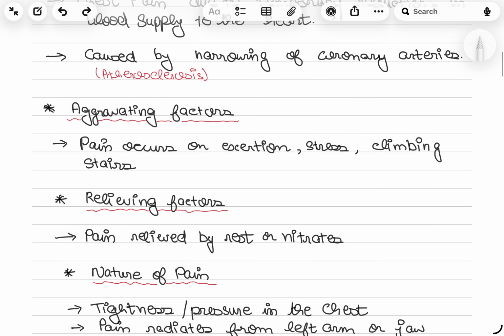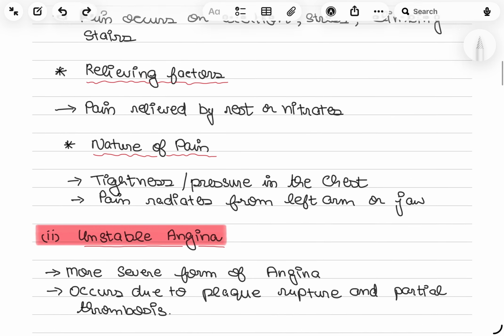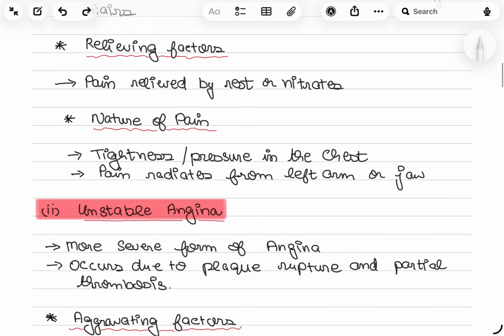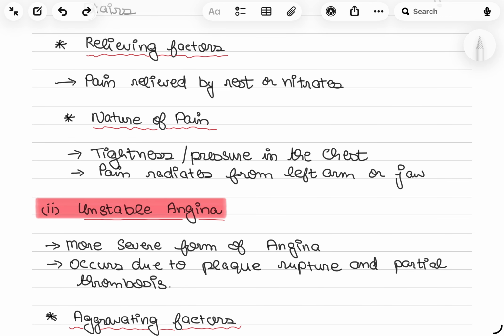Aggravating factors: pain occurs on exertion, stress, or climbing stairs. Relieving factors: pain relieved by rest or nitrates. What is the nature of pain? The nature of pain is tightness or pressure in the chest. Pain radiates to the left arm or jaw.